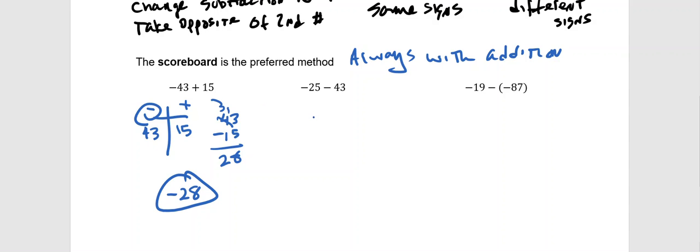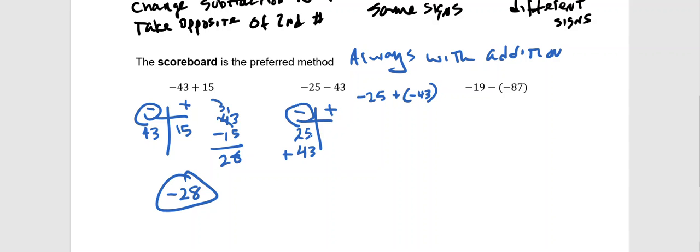So again, I create a scoreboard with a simple negative and positive side. Now in this case, since I am not looking at an addition problem, the first thing I do is KCO, and I change it to addition. And then I just put the numbers in their appropriate columns. So in this case, the 25 is negative, the 43 is negative. When the numbers are in the same column, this tells me I'm simply adding the numbers because they're the same sign. And in this case, I know my answer will be negative.